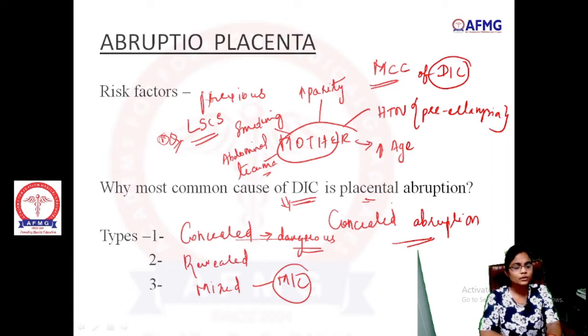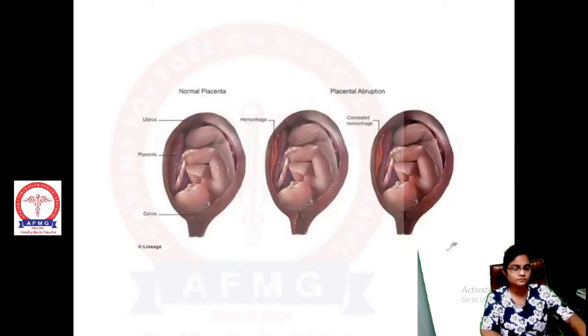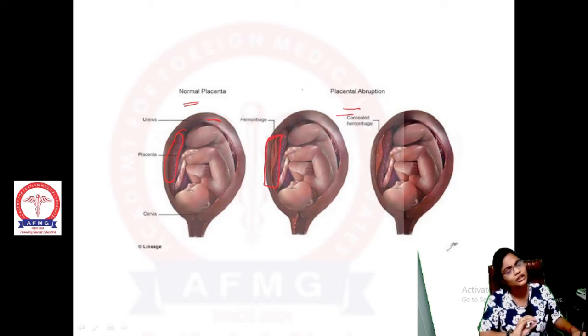Okay, some more important risk factors you can see. So this is your placental abruption, and this is your normal placenta. Can you see here, this is the normal placenta, and here you can see the hemorrhage because of any of the reasons.